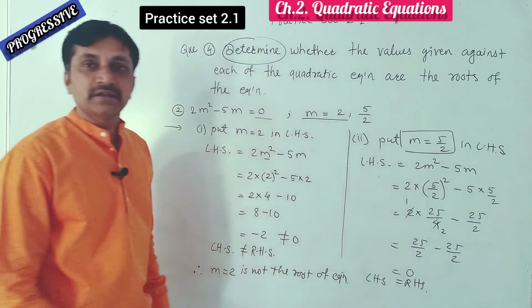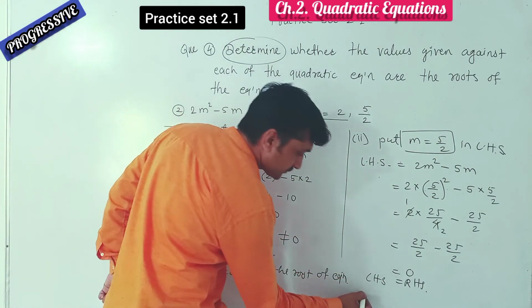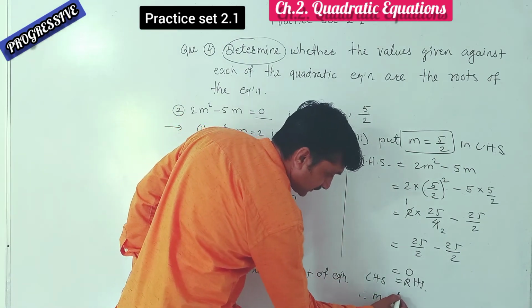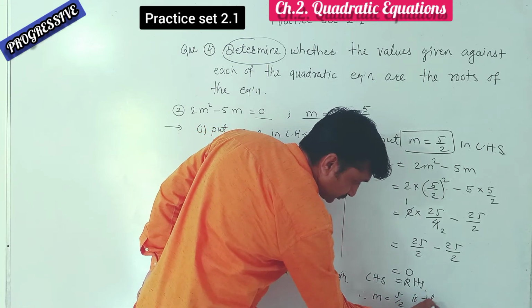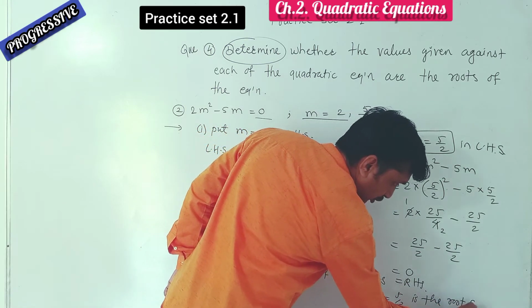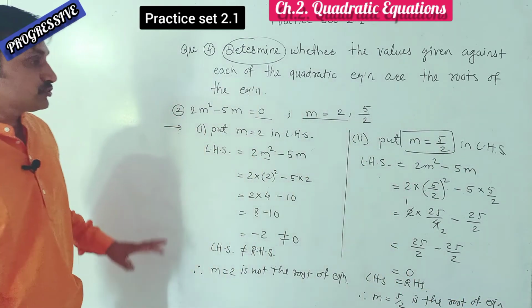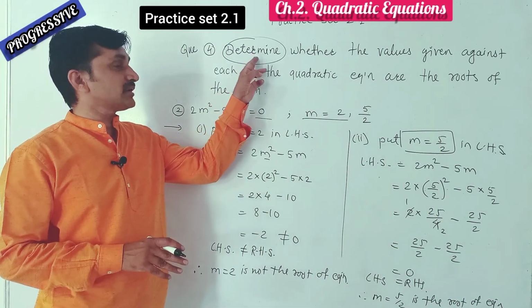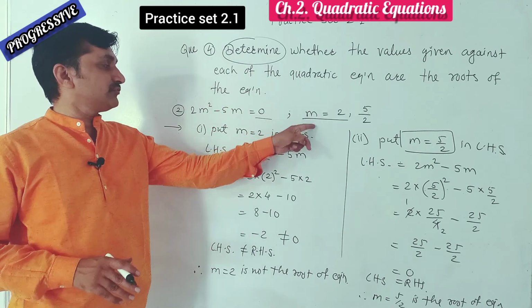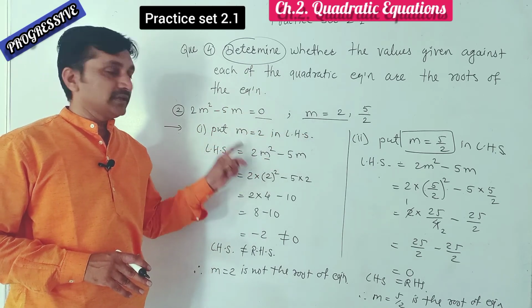And if we get LHS equal to RHS, then we can write here m is equal to 5 upon 2 is the root of the equation. Okay, in this way you remember that if the question says determine, then you have to put the given value in LHS.